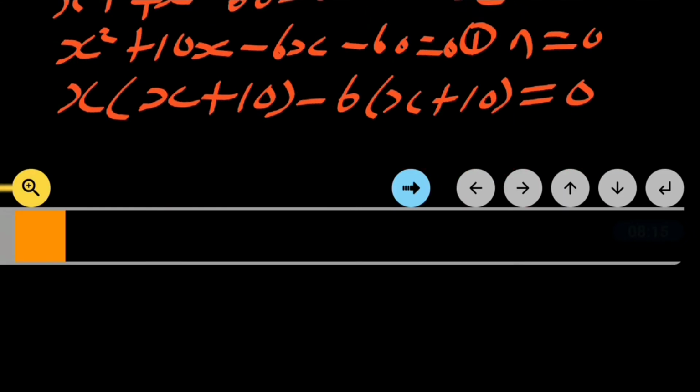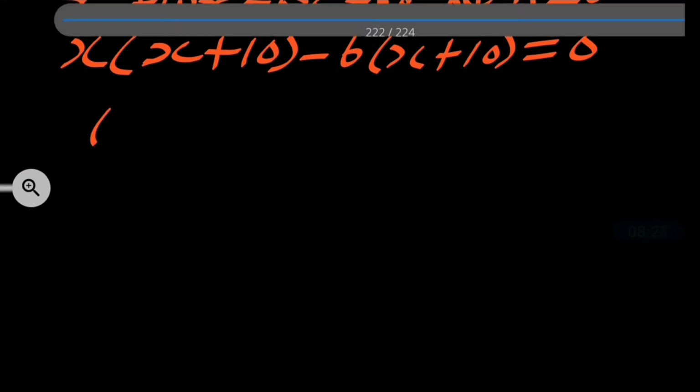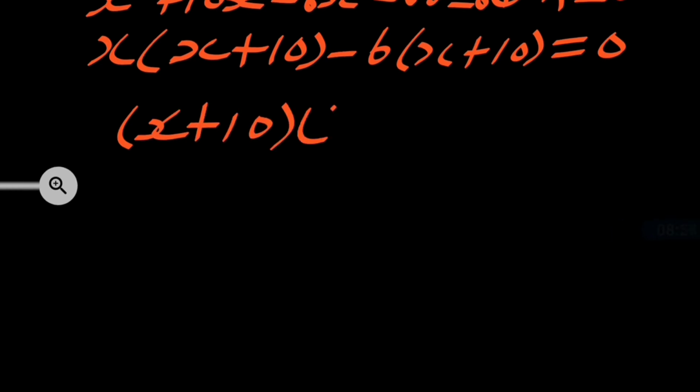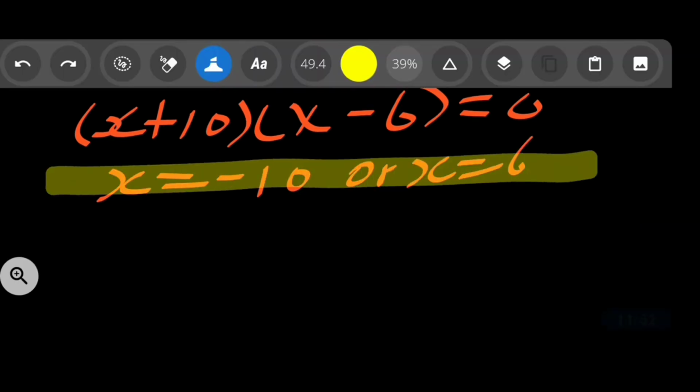Then we can factor out x plus 10 because it's common here and here. So factoring that out, we have (x plus 10) times (x minus 6), because x plus 10 into the first term gives us x, then in the second term gives us minus 6, and this is equal to 0. Now for this equation to be correct, x plus 10 is either equal to 0 or x minus 6 is equal to 0. That gives us x is equal to negative 10 or x is equal to positive 6. And these are the values for which the index is equal to 0.